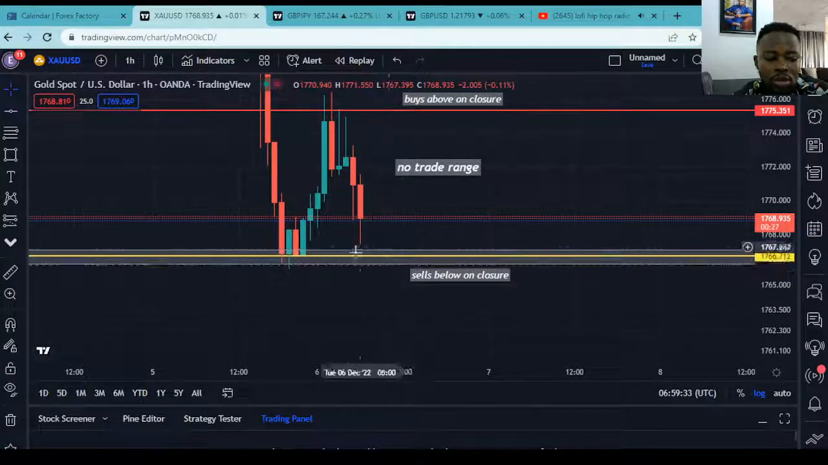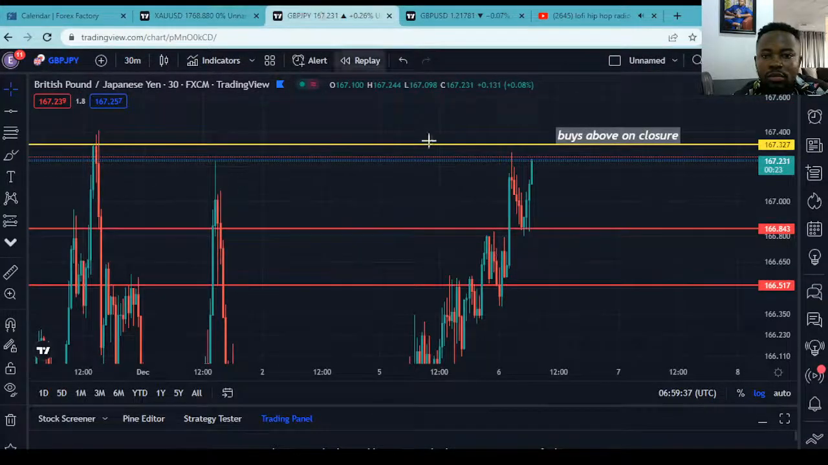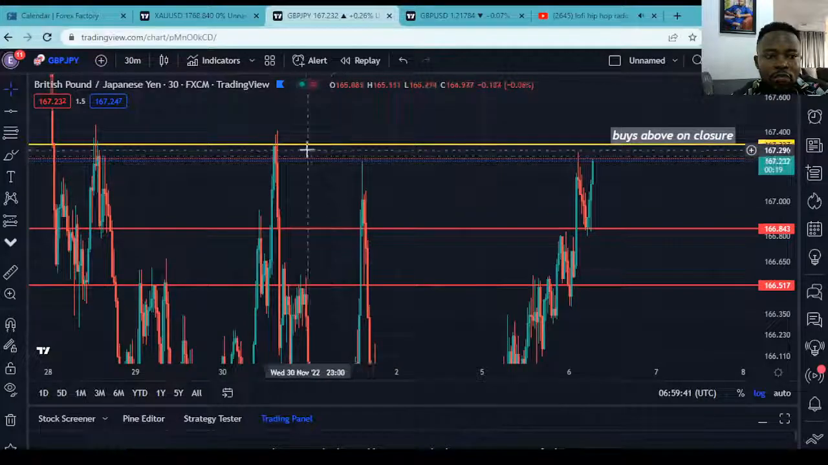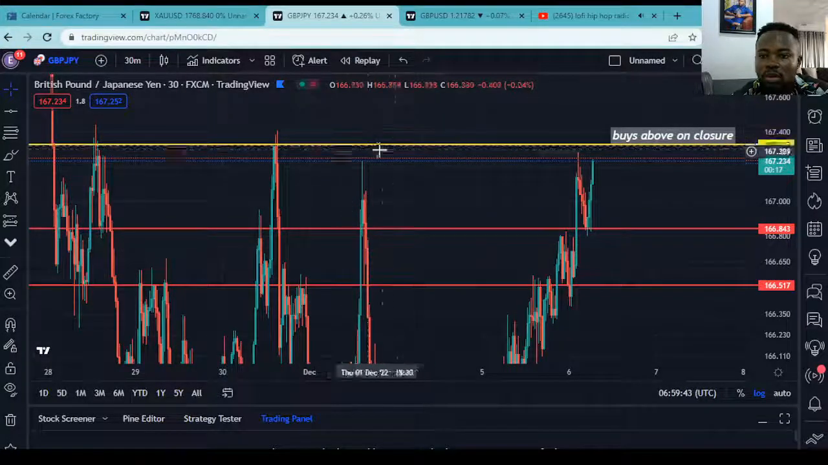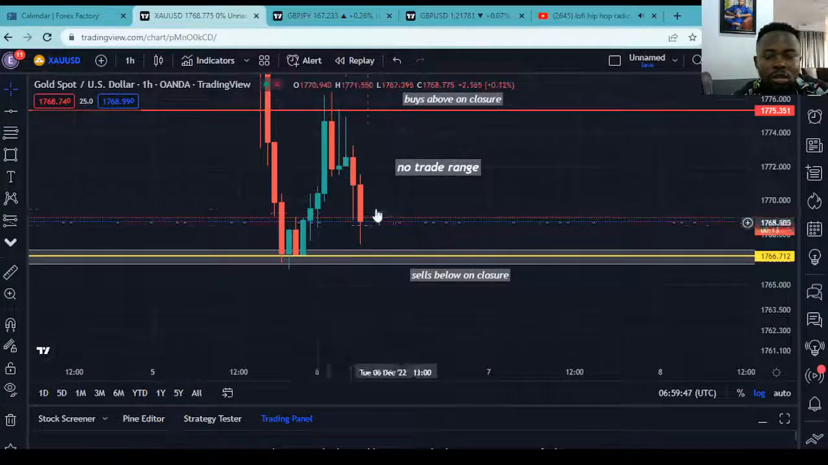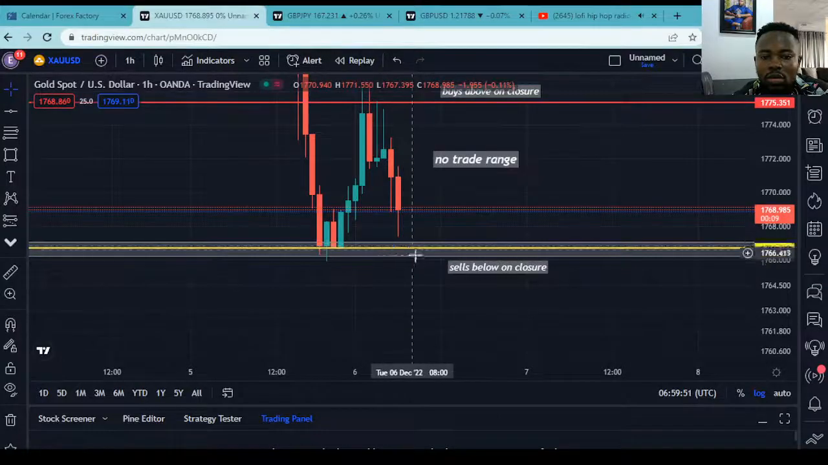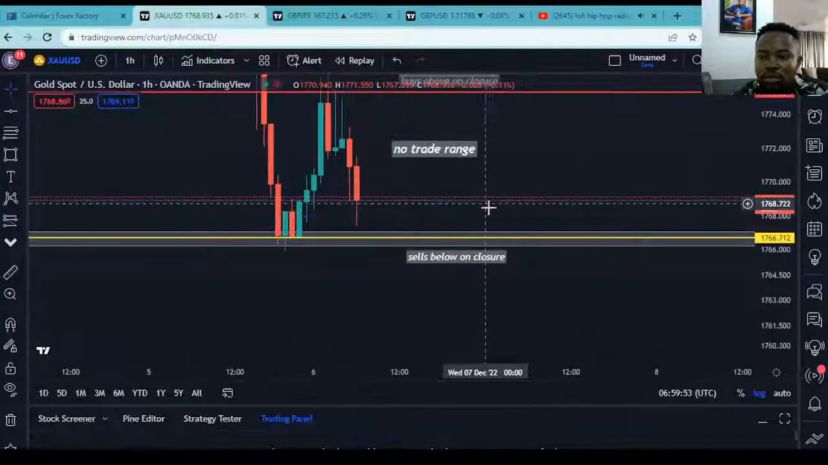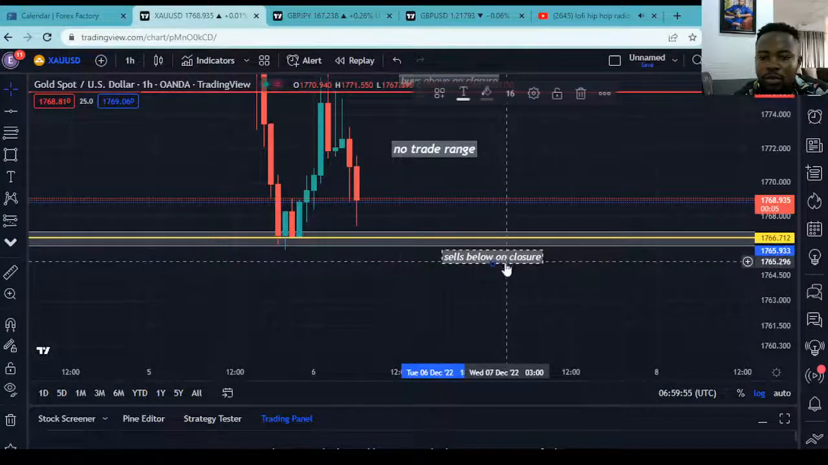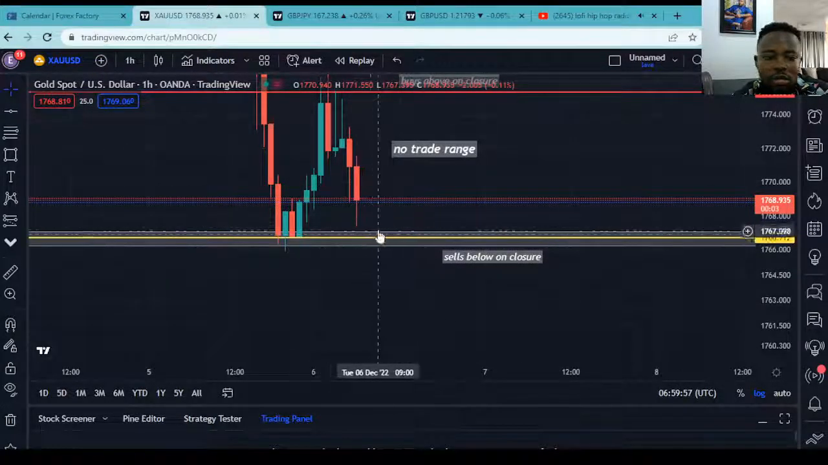We'll need to have a clearer breakout of these zones. GJ needs to close above here. If we don't get a closure above here, I'm not interested in buying GJ yet. Same here on gold. My sales are going to come below here on closure, right? So we'll see how candles will react to this area.